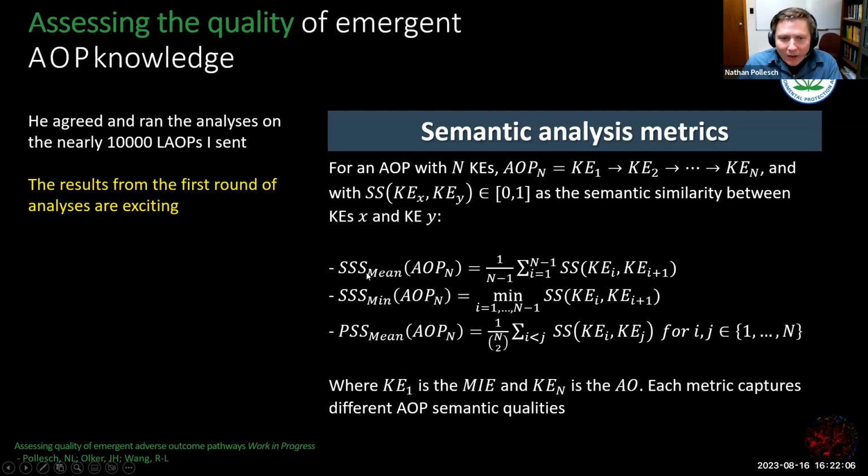So if you've got an AOP where 3 of the 4 sequential key event relationships have high semantic similarity, and one is very low, the mean is still going to represent that. It may be non-zero. If you have one pair of sequential key events that has a very low or 0 semantic similarity score, the minimum is going to pull that out and essentially just assign the value of 0 for that entire metric. And so this gets at the idea, again, of the weakest link in the chain.